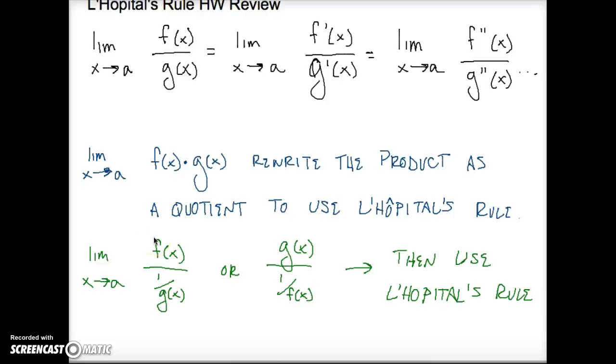So remember that division is multiplication by the reciprocal. So we are going to change this multiplication to division by the reciprocal. So we can take the limit as x approaches a of f of x divided by the reciprocal of g of x, or we can take g of x and divide it by the reciprocal of f of x, and then use L'Hopital's rule. So either way, whichever way of writing the function makes it easier for you to take the derivative is the way to go.